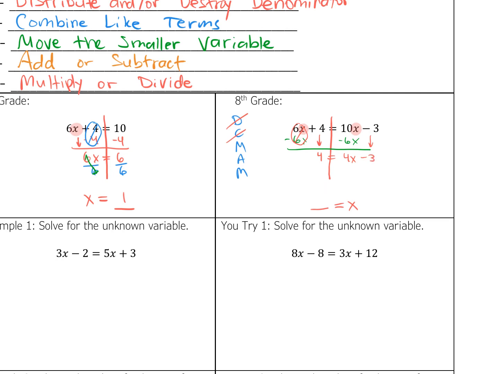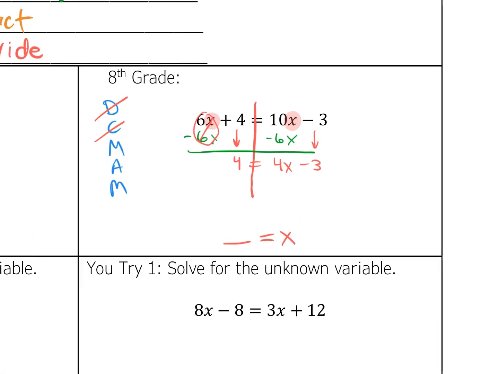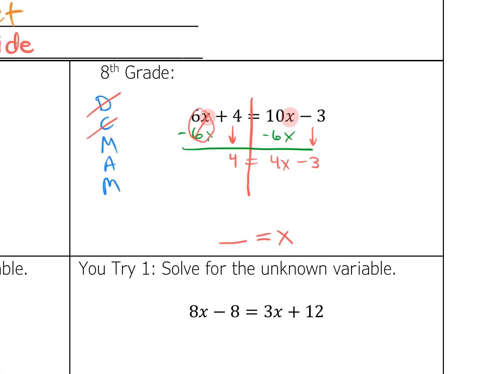Now, remember, my goal is to solve for x and isolate x. Get x on one side. Since I just moved the smaller variable, I'm going to cross that out. So now I'm asking myself, can I add or subtract? Well, in this problem, I have 4 equals 4 times x minus 3. So I'm subtracting 3. So I want to do the inverse. So the inverse of subtracting 3 would be to add 3 on both sides.